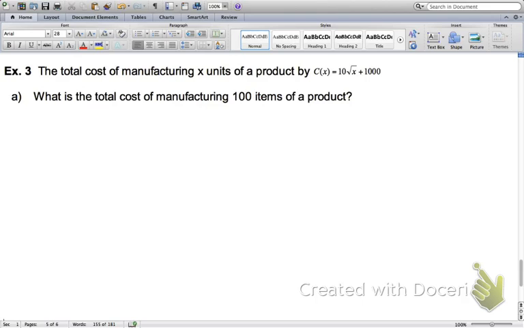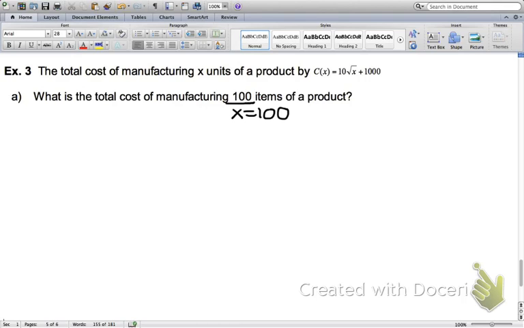And for our last example here, we're going to look at the total cost of manufacturing x units of a product given by C(x) = 10√x + 1,000. So in part A, what is the total cost of manufacturing 100 items of a product? What we're going to do with that 100? Does anyone know? Our 100 will be our x value. So therefore x is equal to 100.